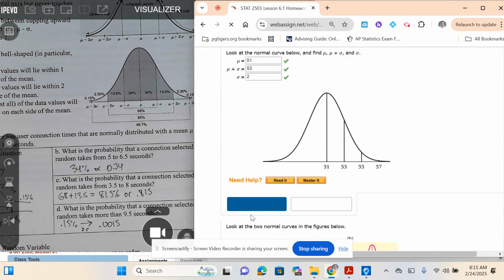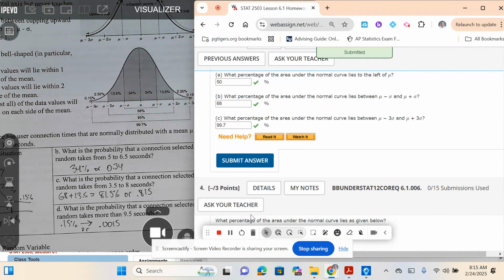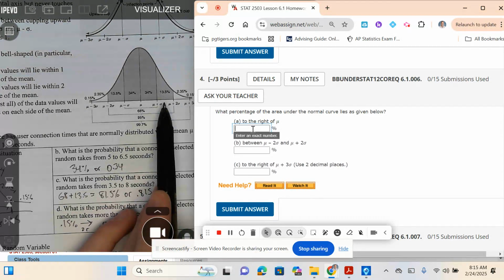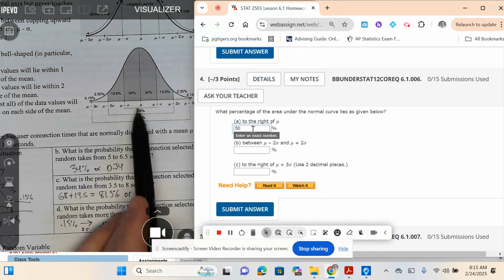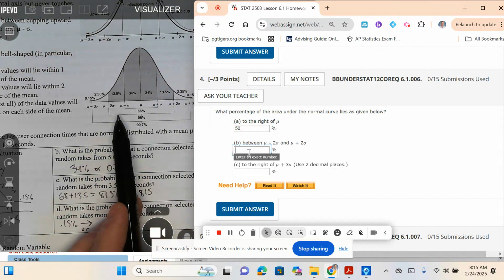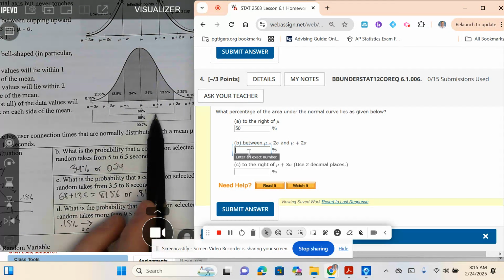Oh man, this next one's going to be interesting. Number 4, it's not going to be too bad. What about the percentage that lies to the right of mu, the right of the mean? What percentage is to the right of the mean? 50%. Remember that the mean splits it in half. 50% is below, 50% is above. This is for a normal distribution. What's the percentage between mu minus 2 sigma and mu plus 2 sigma? What's in between 2 standard deviations below and 2 standard deviations above? How much is in between there? 95%, right? Between 2 below and 2 above is 95%.